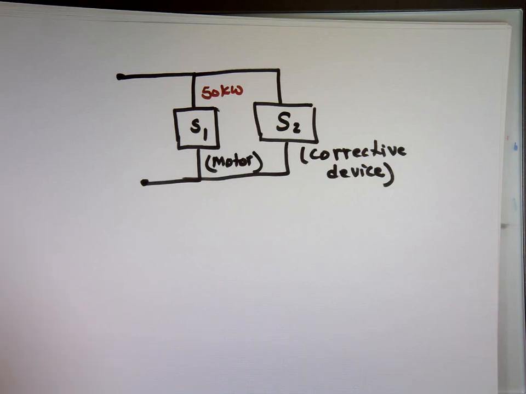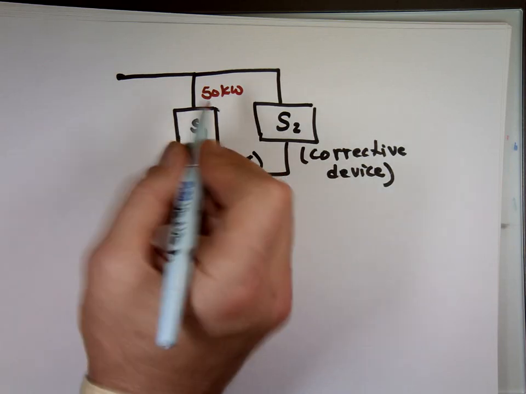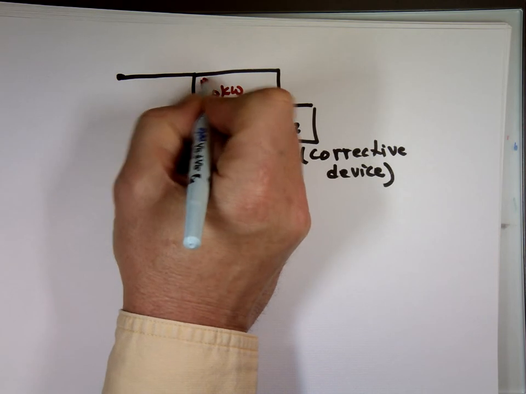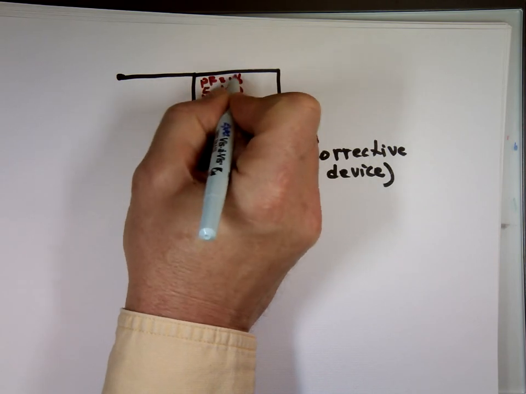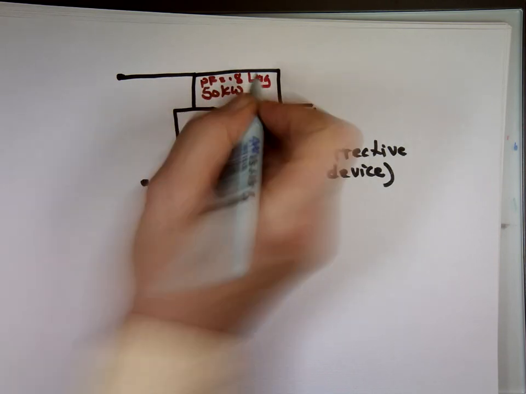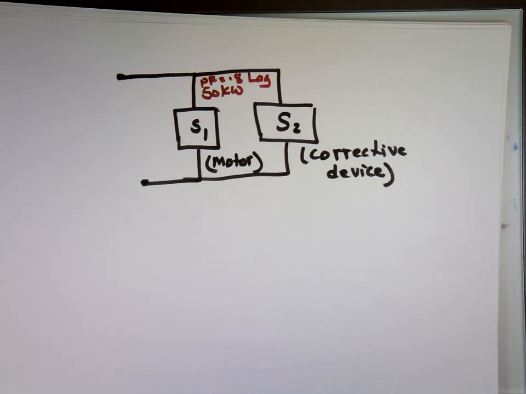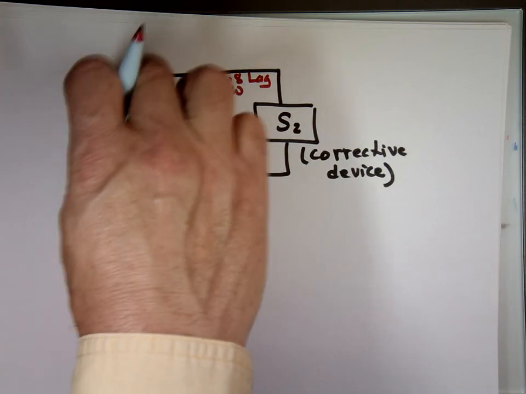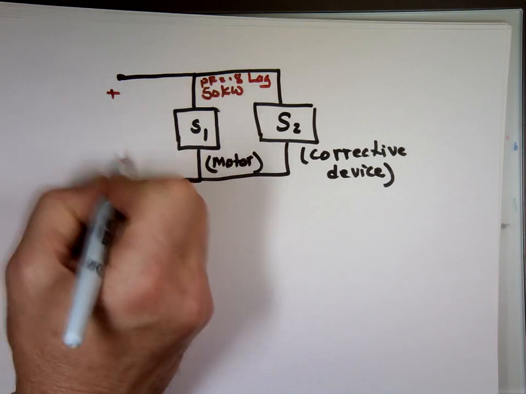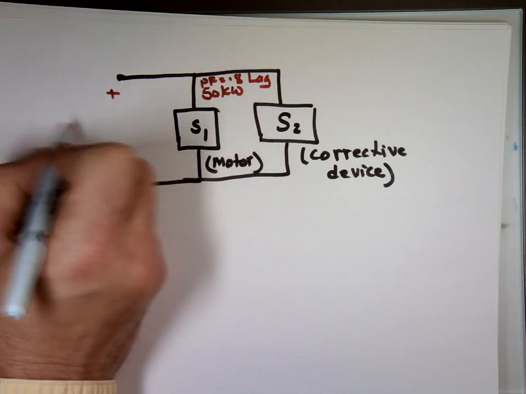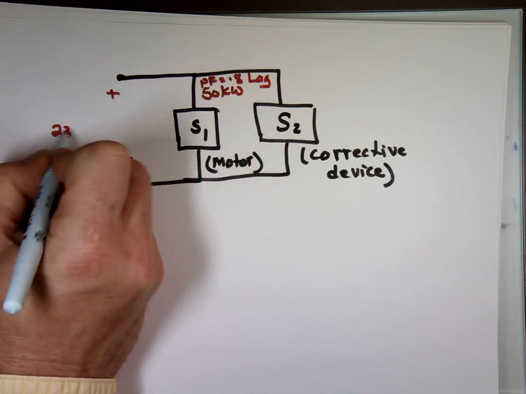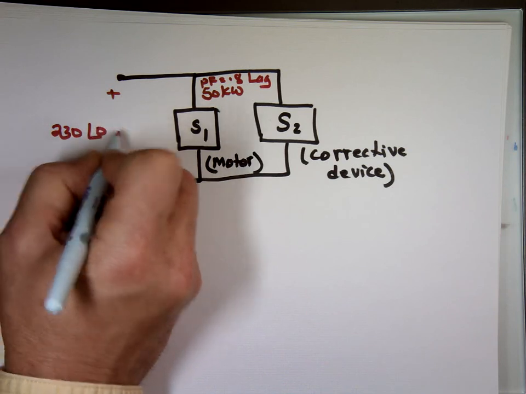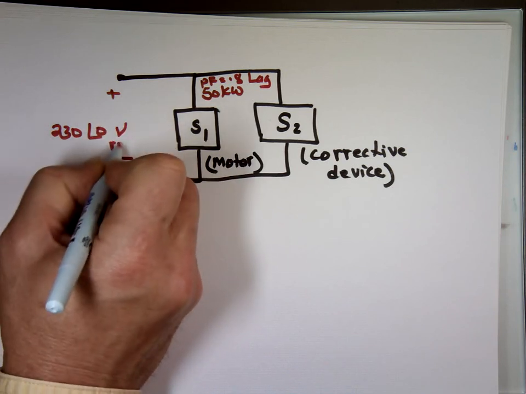It has a power factor lagging. Power factor equals 0.8 lagging. I just write L-A-G for lagging. The voltage across the source, V, is 230. Notice they didn't give me the angle. If they don't give you the angle, they assume it to be zero. RMS.